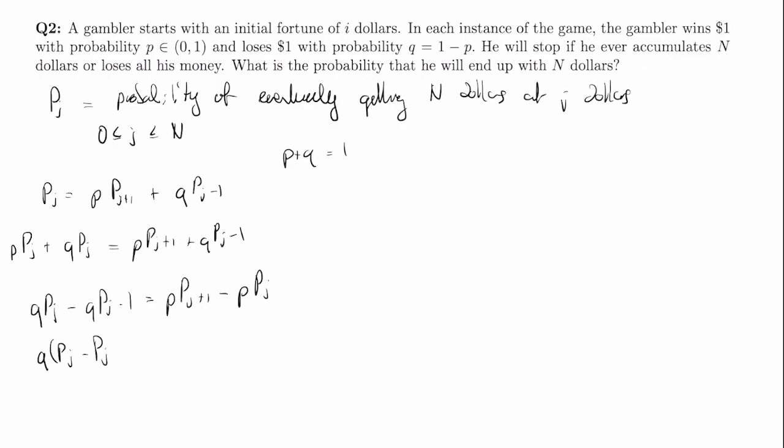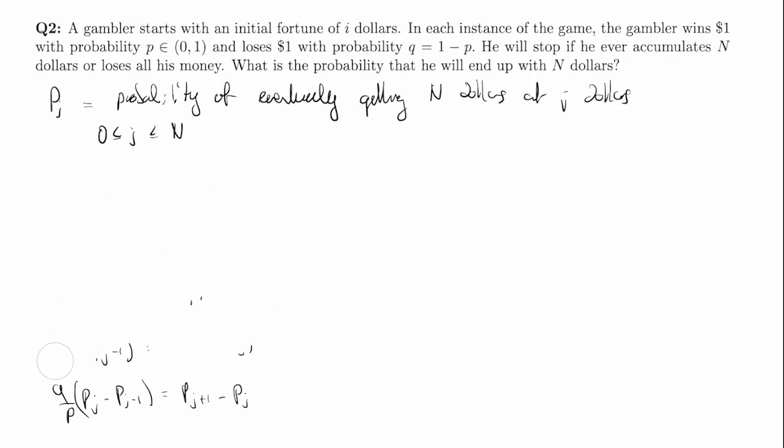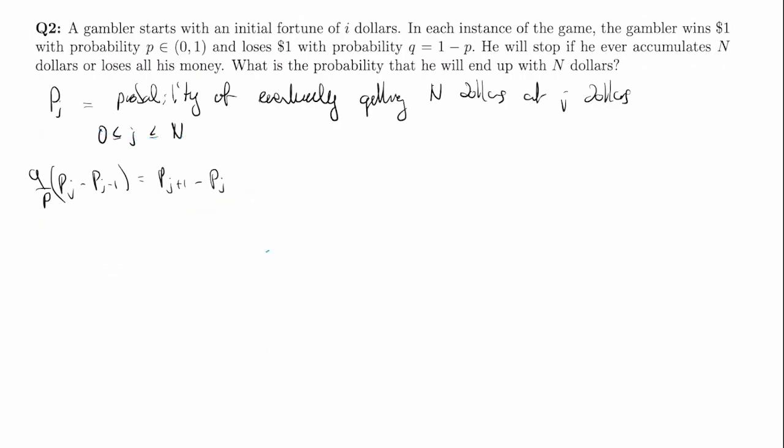P(j-1). I don't know what this minus 1 is doing here. This minus 1 should be down here, P(j-1). And then here's p times P(j+1) minus Pj. And so dividing by p, we just get that q over p times (Pj minus P(j-1)) is equal to P(j+1) minus Pj. And we forgot a bracket here. Okay, so if we clean this up a bit, we'll just move all this business up here. And so now we can write P(j+1) minus Pj is equal to q over p times (Pj minus P(j-1)). All right, so we've just rewritten it.